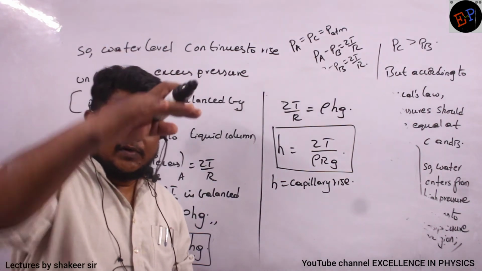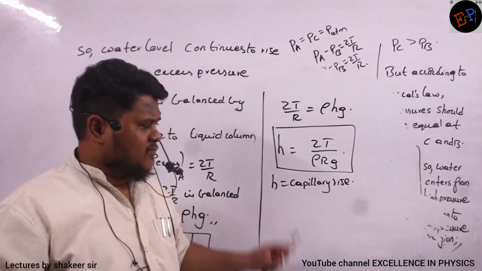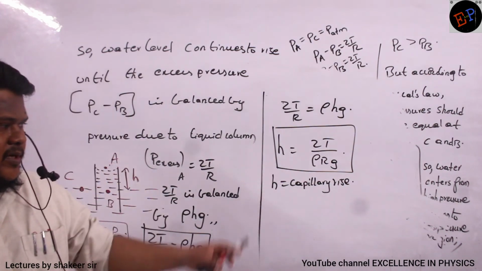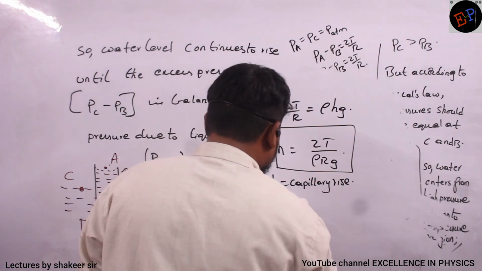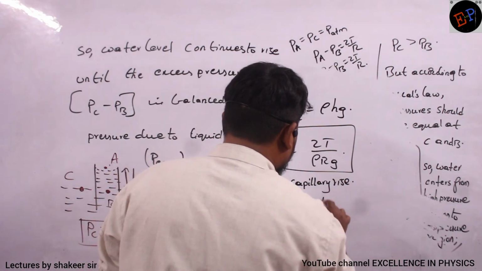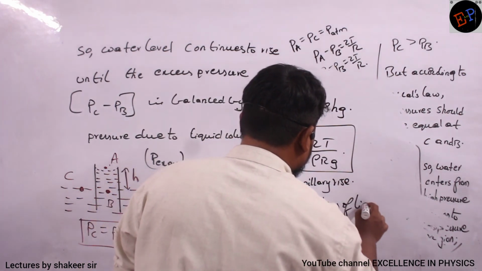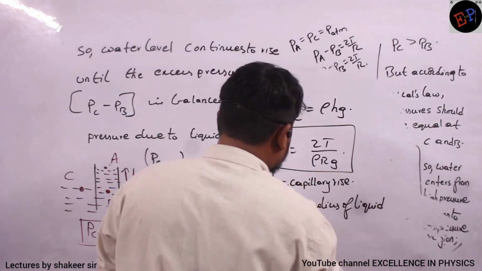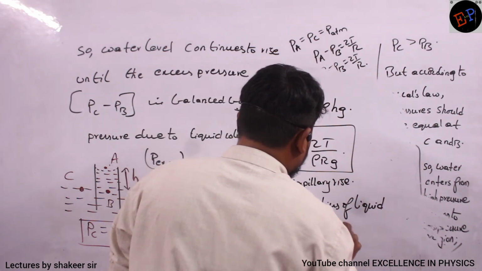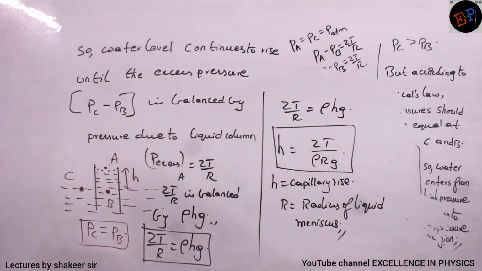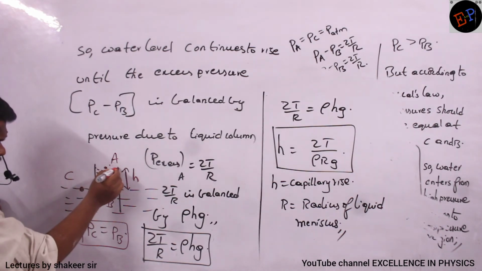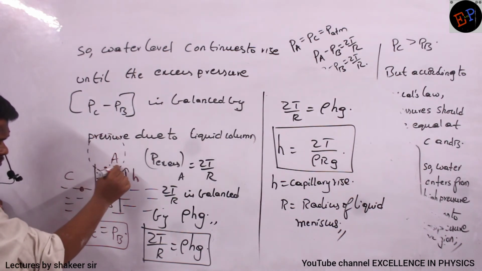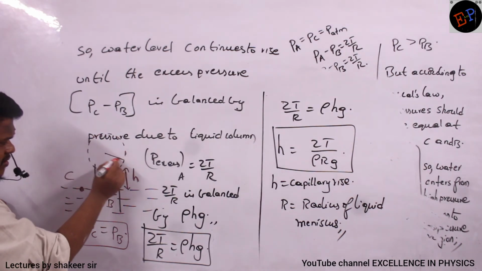In mercury, mercury level falls down, no? And for again the same condition, you can use the same formula, 2T by rho capital R into g. Okay. And what is meant by R here? R is called the radius of what? Radius of liquid meniscus. You should not be confused here. Radius of liquid meniscus. What is meant by radius of liquid meniscus? Listen very carefully. So here, what is the shape of the liquid form? This is the shape of the liquid form. If you complete it in the form of a circle, then this radius of the circle is called as capital R.